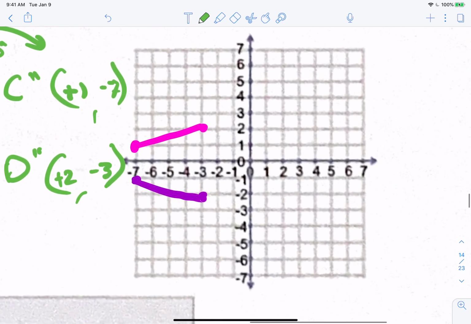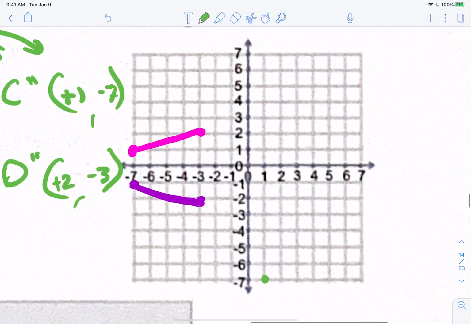Okay, now graph those guys. 1, negative 7, 2, negative 3, and there he is. So I've rotated him around this way. I've flipped him down and rotated him around. Okay? Good? Make sense?